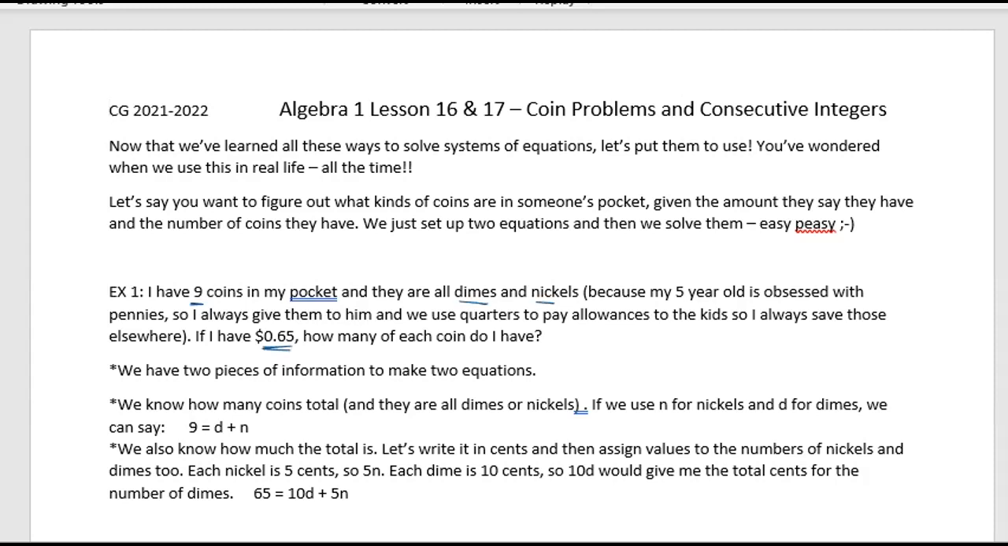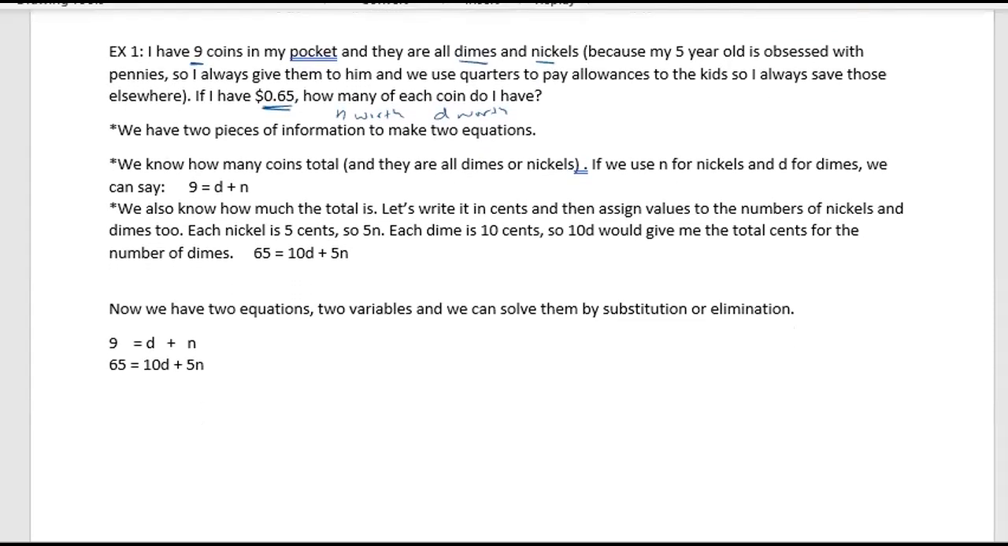And I know how much nickels are worth, and I know how much dimes are worth. So that's going to be my 2 equations. Traditionally, I'm just going to use the N for nickels and D for dimes. If you wanted to make it a T for 10 cents and an F for 5 cents, you could do that, whatever variables you want to use. But I know that I have 9 coins total, and those are dimes and nickels.